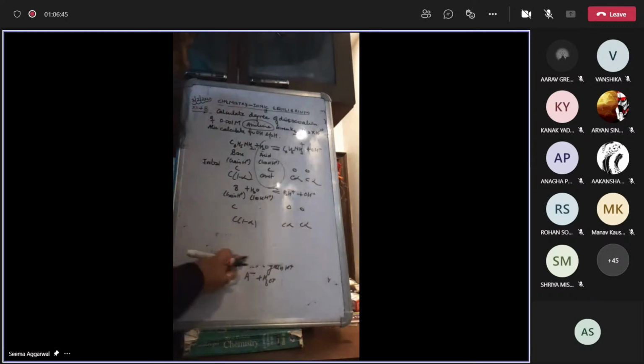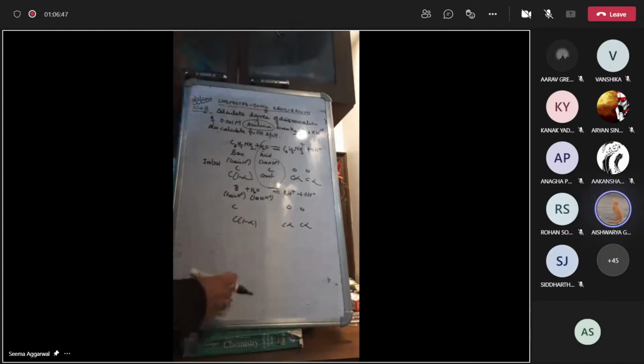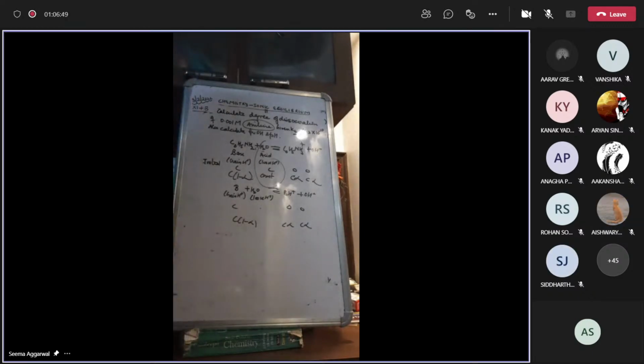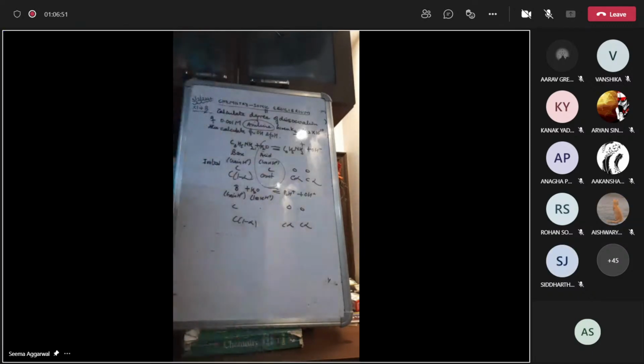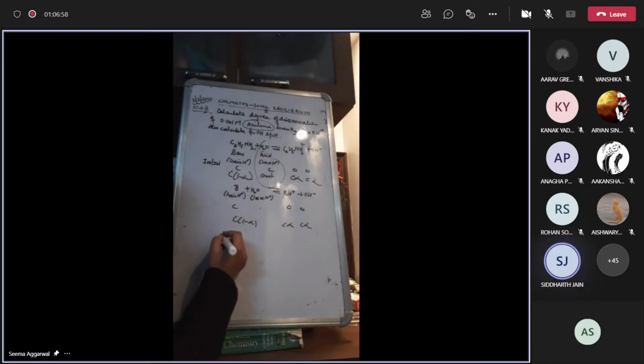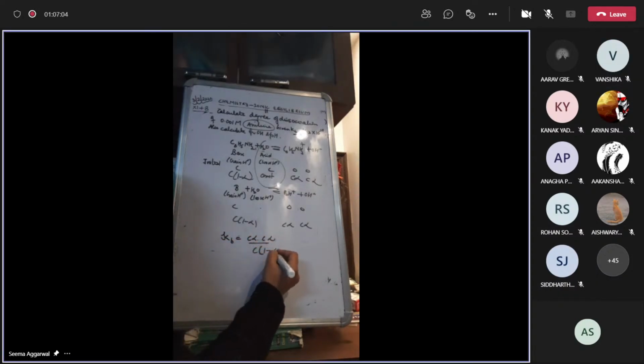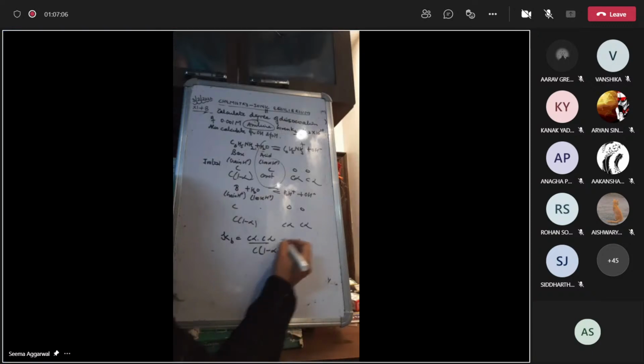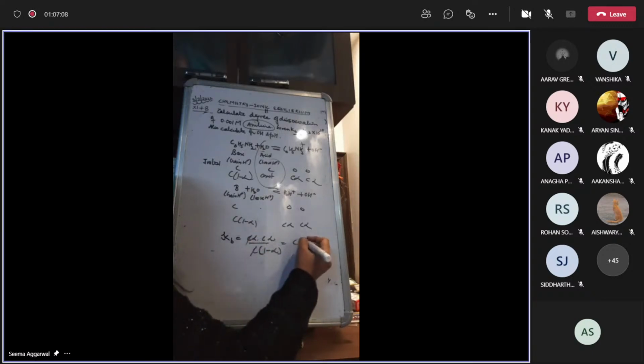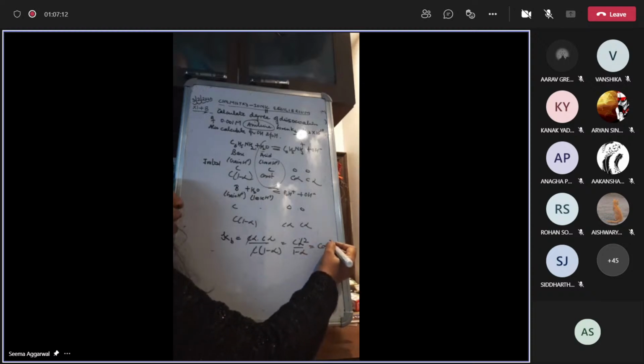Okay? Ma'am, what is written after given in the question? Kb. Okay. Now in this case, what about Kb? Is the Kb bigger or smaller? Small. Okay? So C1 minus alpha, we can easily neglect it. C and C cancel. It will be C alpha square upon 1 minus alpha, which is equal to C alpha square.